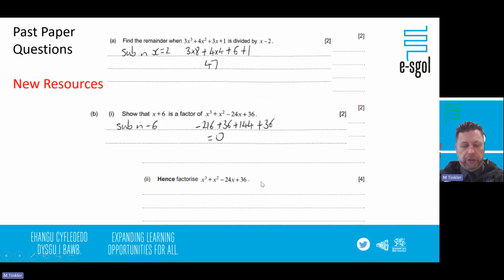And now for the final 4 marks, the trickier part. Again, I'll give you a bit more time to have a think about that. I know the first factor is x plus 6. Again, in additional maths, all the questions start with x cubed. At A level, they start with 2x cubed, maybe, or 3x cubed. Additional maths, they seem to always just start with x cubed.